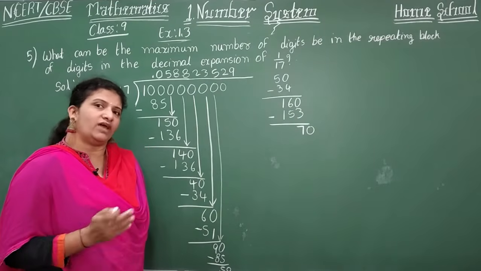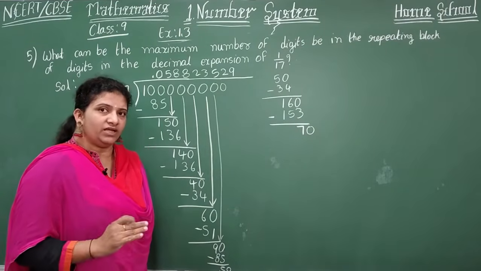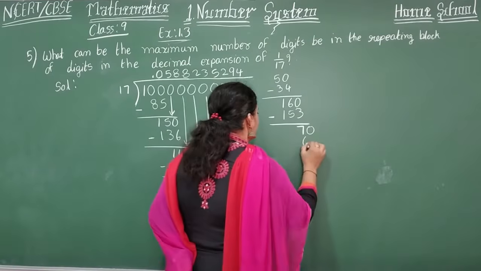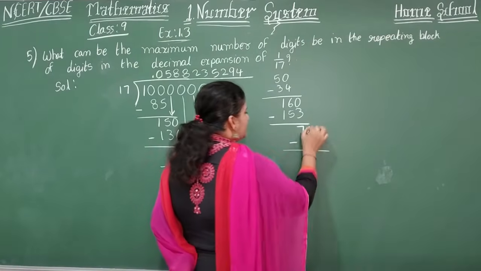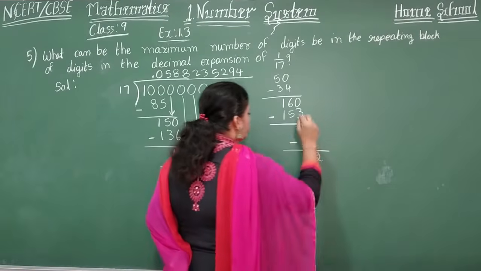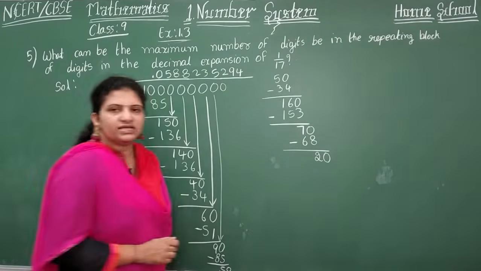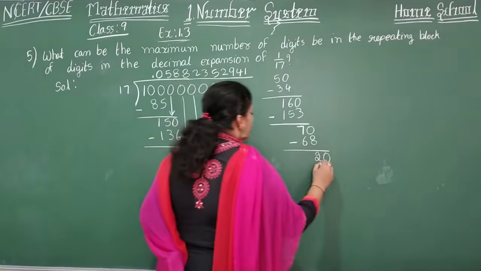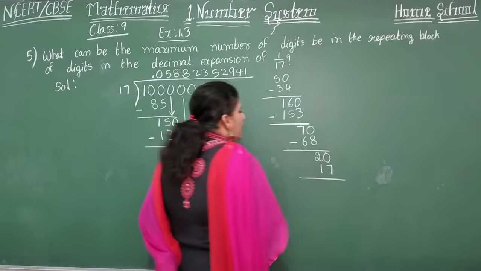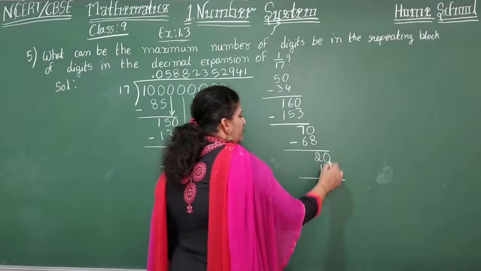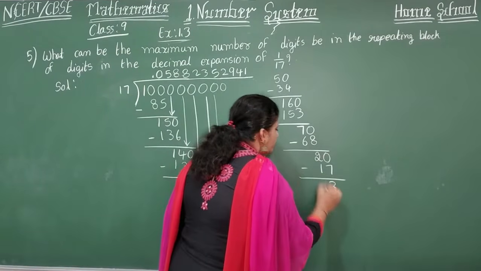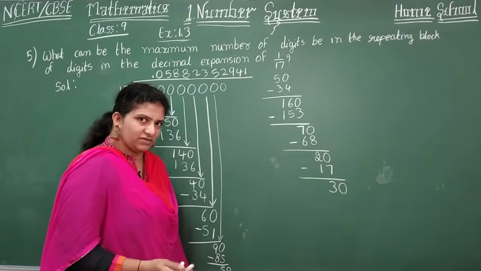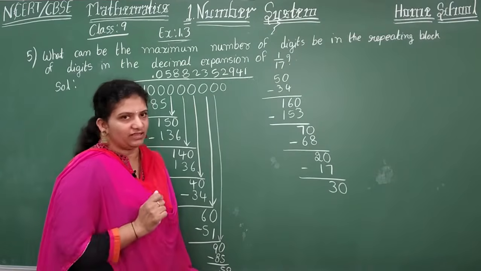70. So where do you get 70 in your 17 table here? 17 fours are 68. So write it here. 17 fours are 68. Again subtract. 70 minus 68 will be 2. Then drag 1 zero down. In the 17 table, where do you get 20? 17 ones are 17. So now how much here, children? 20 minus 17 will be 3. Now drag one more 0 down. See, until we get a repeating decimal, we are going to go on dragging this.